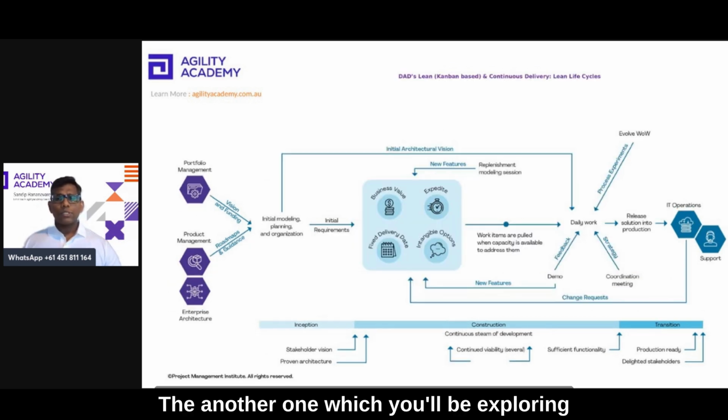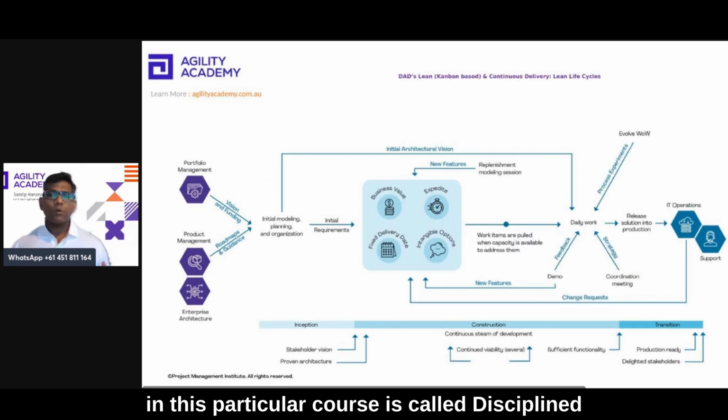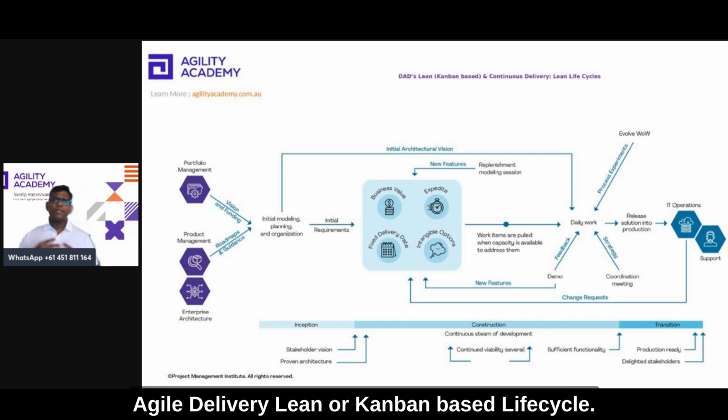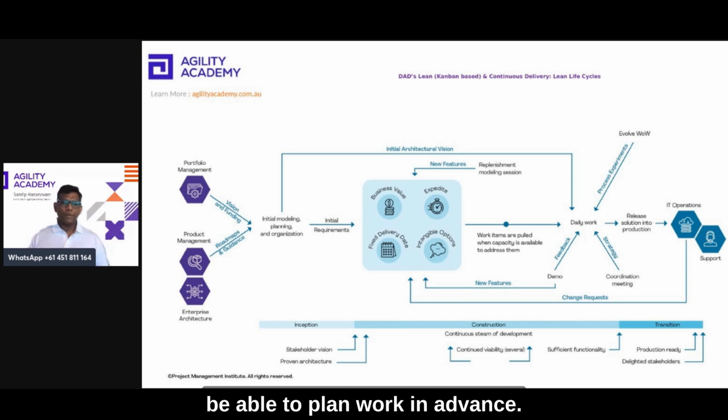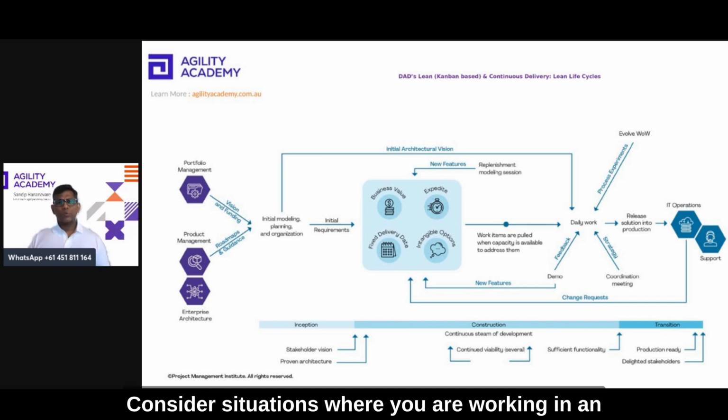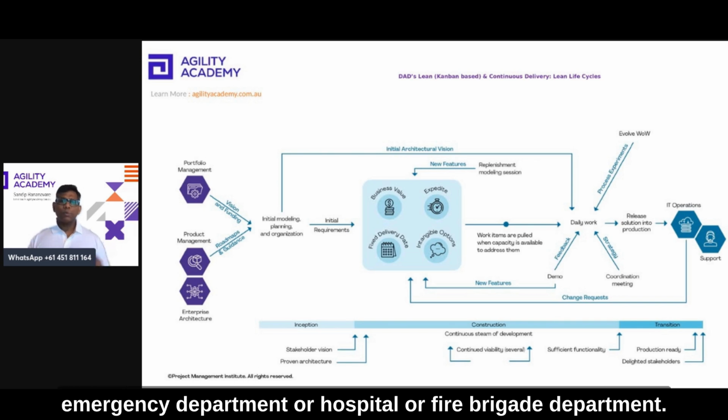The other one which you'll be exploring in this particular course is called the Discipline Agile delivery Lean or Kanban based life cycle. Here, unlike the agile or Scrum life cycle, you won't be able to plan work in advance. Consider situations where you are working in an emergency department or hospital, or a fire brigade department.